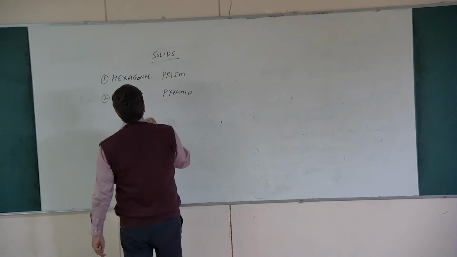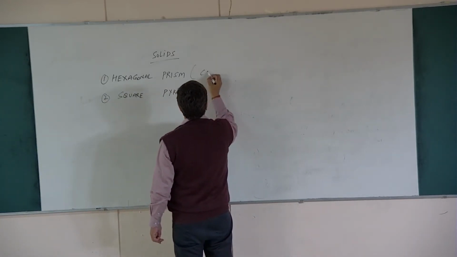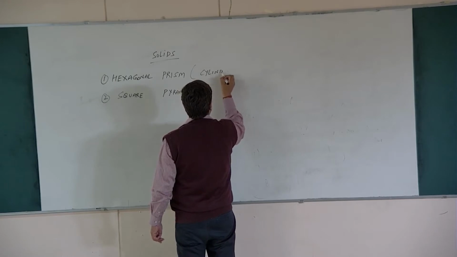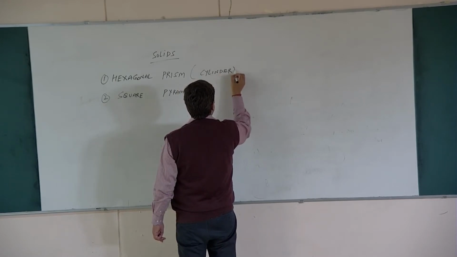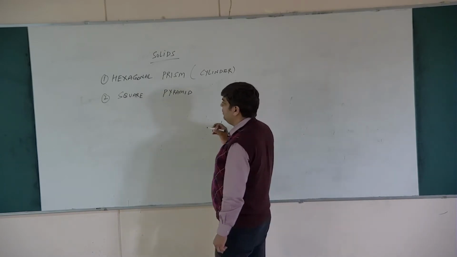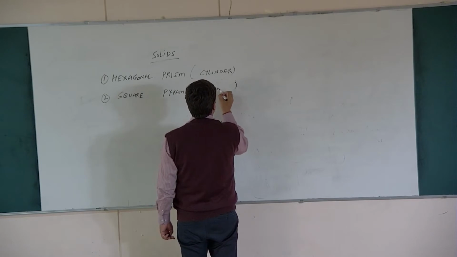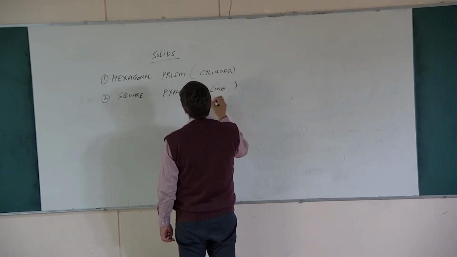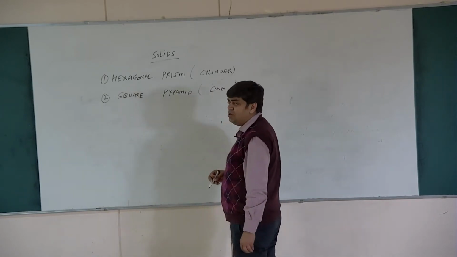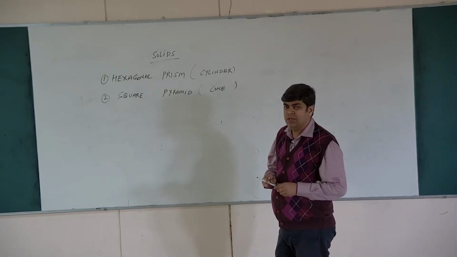Once we understand the hexagonal prism, then the cylinder can be understood on similar lines, and similarly in the case of the square pyramid, I can take up the case of the cone. So, they belong to one family and the others belong to the other family. I am going to take the problem of the hexagonal prism first.